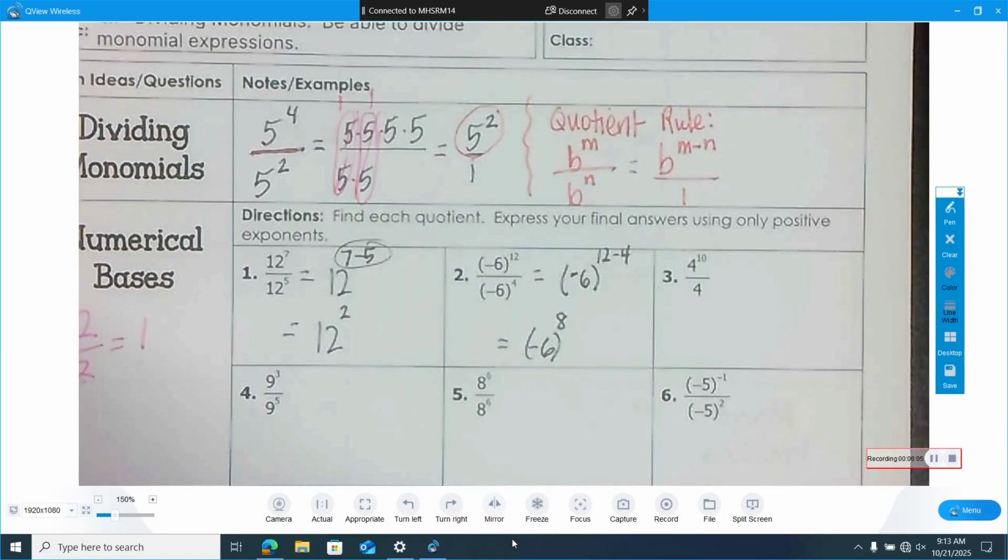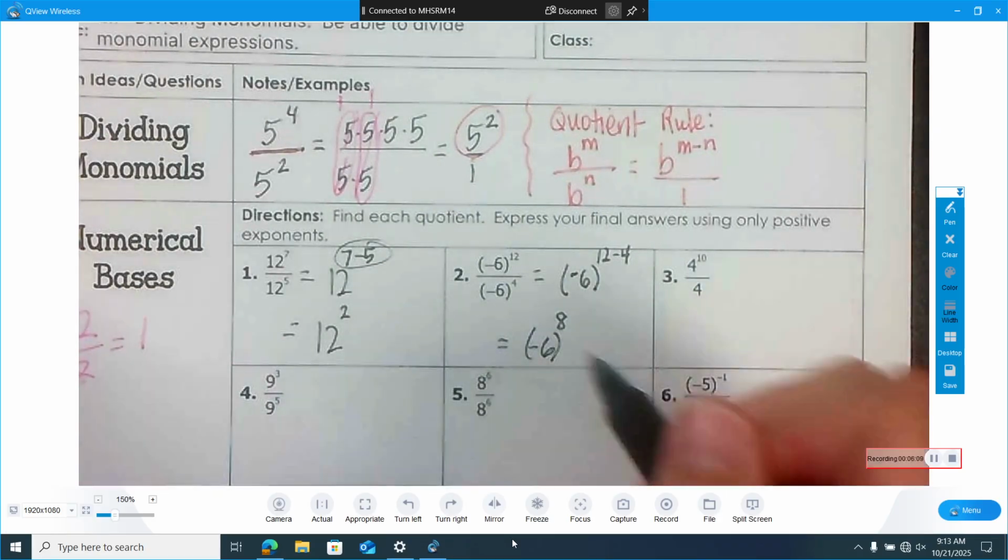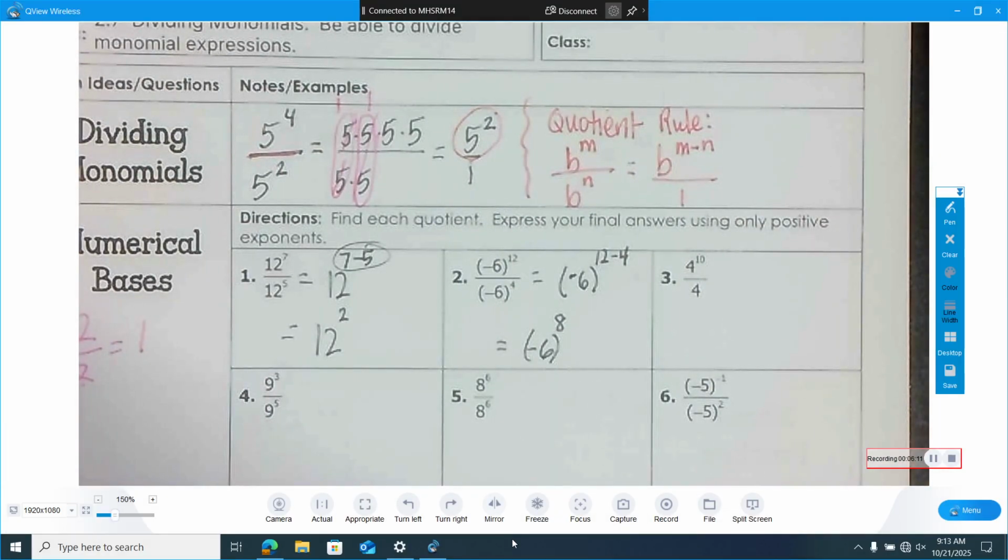Negative 6 over and over and over and over again. How many times? 8 times. Ladies and gentlemen, if negative 6 is written out times itself 8 times, is this answer going to be a positive or a negative answer? Positive. How do you know it's going to be positive?